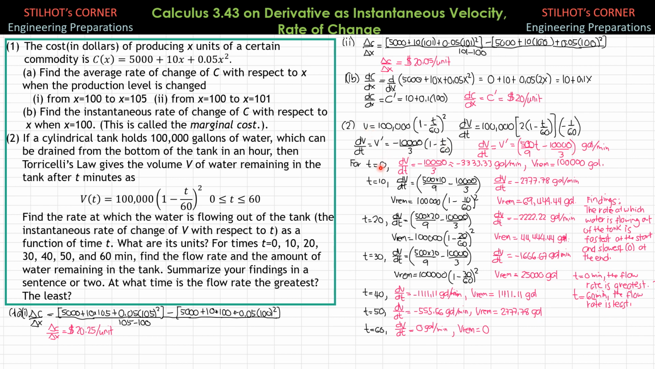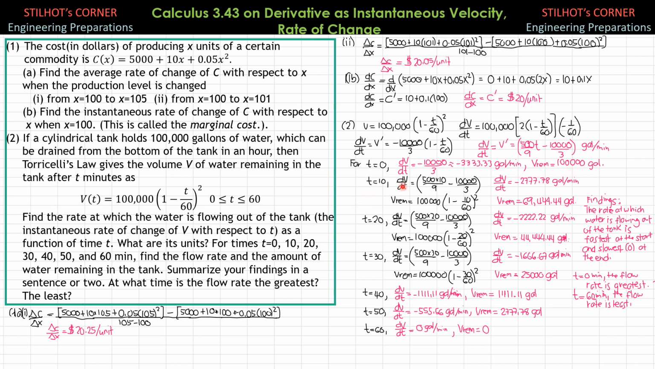Then for time equals 0, for the rate of change, we just substitute 0 here. So negative 10,000 over 3, and that is negative 3,333.33 gallons per minute. The volume remaining at that instant when time is 0 is in fact the capacity of the tank, which is 100,000. Or you just substitute t equals 0 in this formula. So you'll get 100,000 gallons.